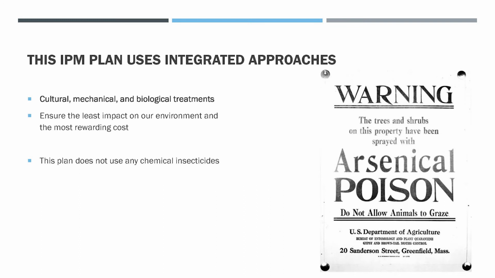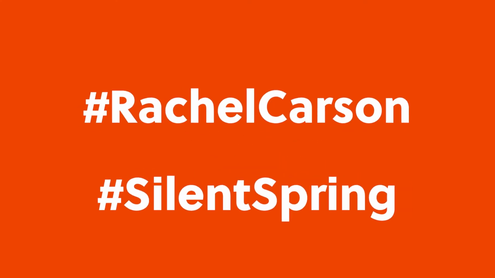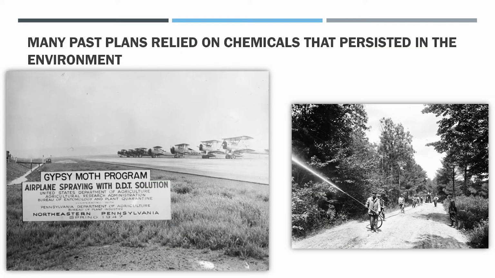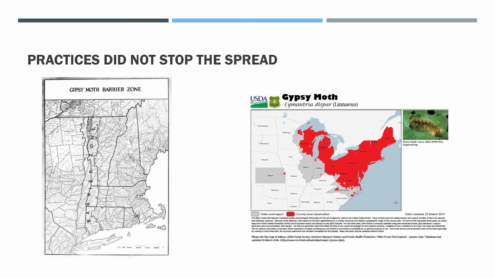As you can see on the right, arsenic as a poison used to be very common. Many of us know the problems with DDT and that we relied on chemicals too heavily and that they persisted in the environment. And at the end of the day, these chemicals didn't even work. Barrier zones have been repeatedly set up and lost to these hungry caterpillars.